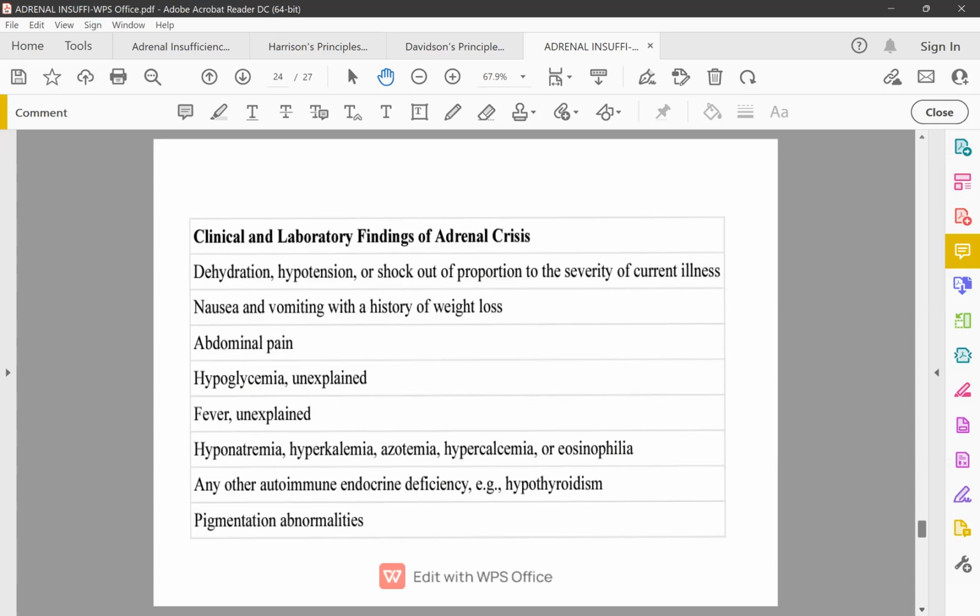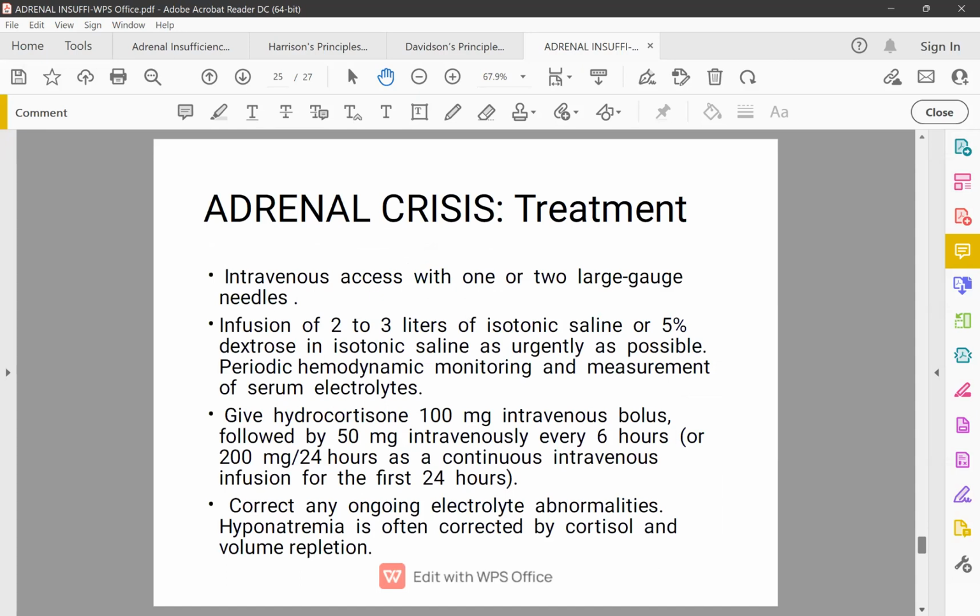So in treatment also, somebody who has tropical pulmonary eosinophilia syndrome, not only do we give them diethylcarbamazine, we also give them steroid to reduce the eosinophilia. Coming to adrenal crisis treatment, first we stabilize the patient.